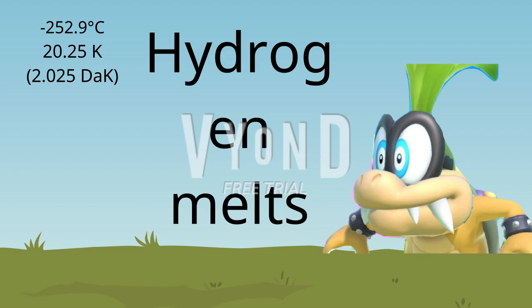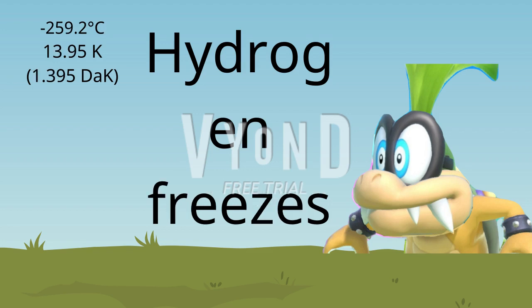that's 20.25 Kelvin. Hydrogen, a gas that's the most abundant element in the universe, making up 90%, at atomic number 1, became a liquid. Hydrogen freezes at minus 259.2 degrees Celsius, or 1.395 decakelvins. That's 13.95 Kelvin. Helium remains the only gaseous element.